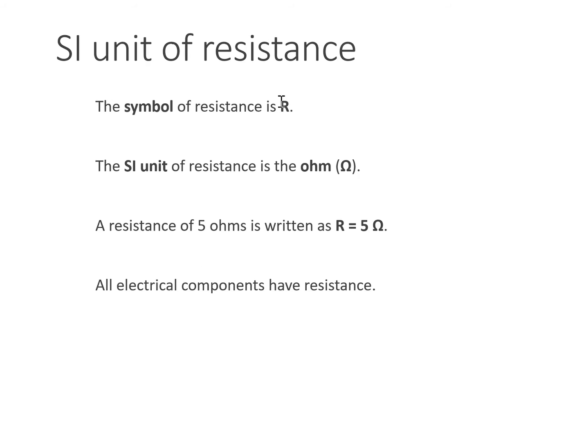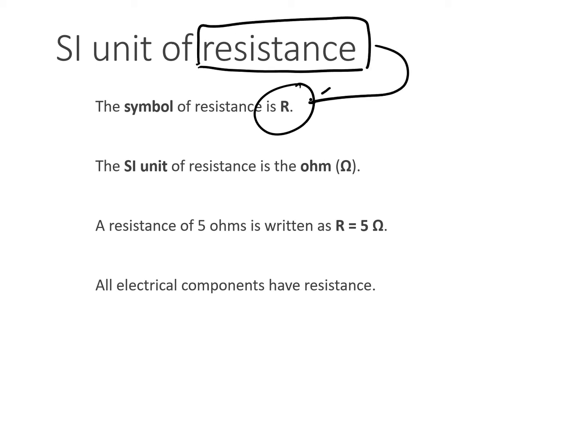The symbol is R for resistance. Remember, this is not the unit. Okay, the symbol means instead of writing out the entire word resistance, I can replace it with just this letter R. But when I measure resistance, the unit is in ohms. Okay, O-H-M, and the unit is written like that, ohms. All electrical components have resistance. It's just whether it has high or low resistance.